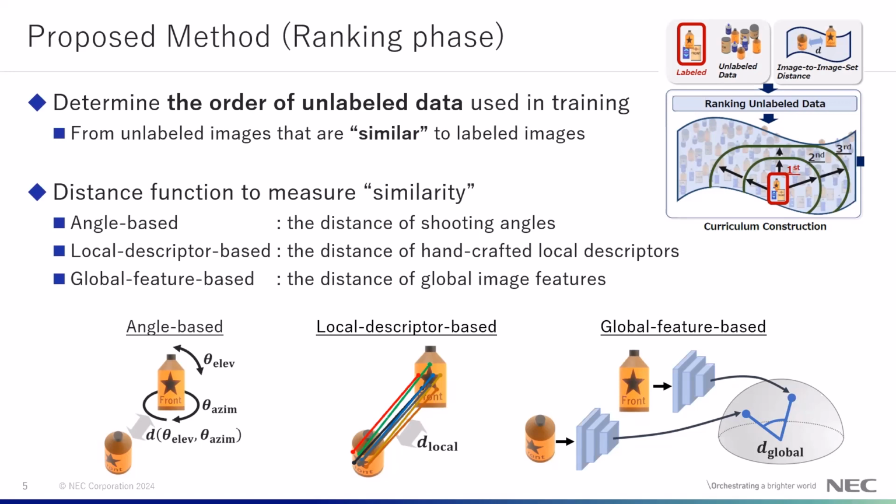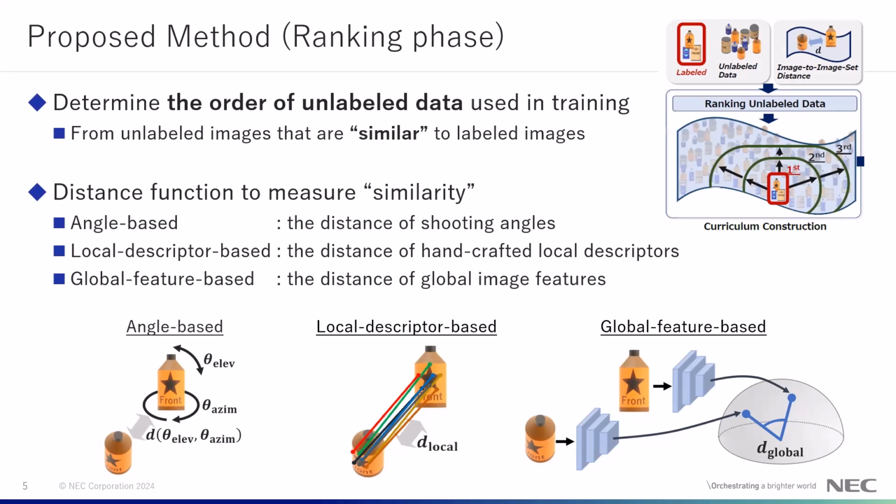The basic idea is to use for training the unlabeled images that are similar in appearance to the labeled image. To measure the appearance similarity, we propose three criteria. The first one is angle-based similarity, which is the similarity of viewpoints under the hypothesis that two images of an object from similar viewpoints are similar.